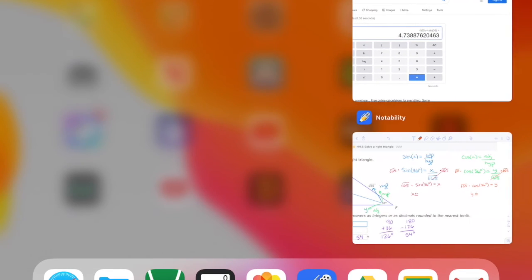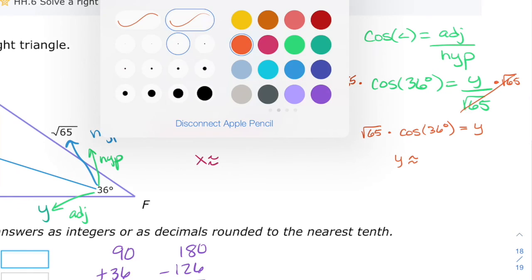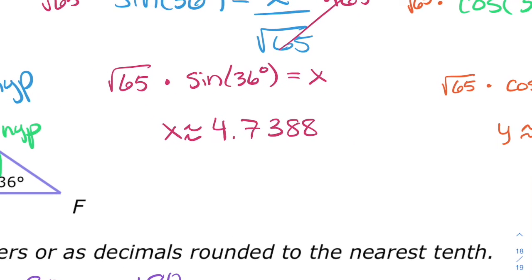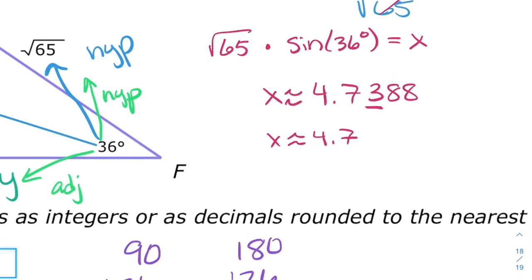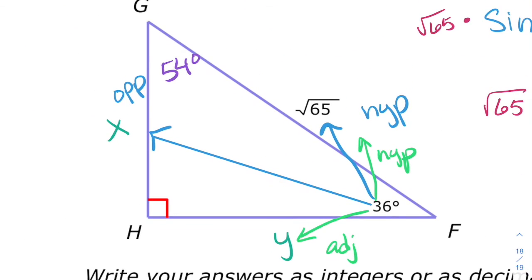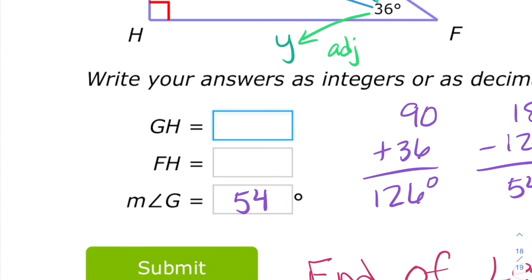And the answer is 4.7388. We're rounding to the nearest tenth. So x approximately equals 4.7 because it rounds off. So x is about 4.7, which is GH.